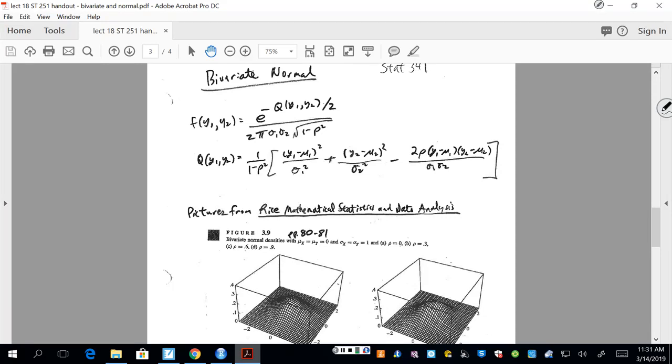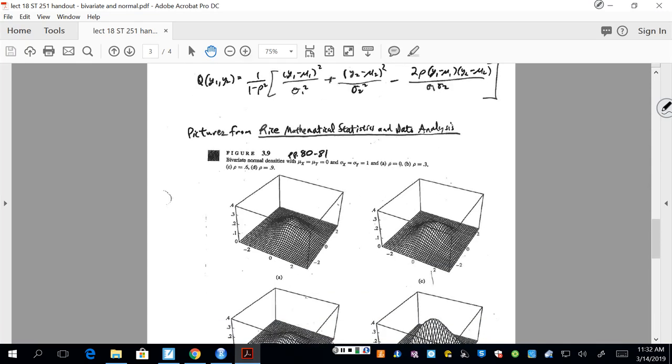Plus there's this second term here that looks like a covariance: y minus the mean of the second one, times x minus the mean of the first one. That's the density. Right? That's the joint density of things that are normal. These are some pictures of what that density function looks like.